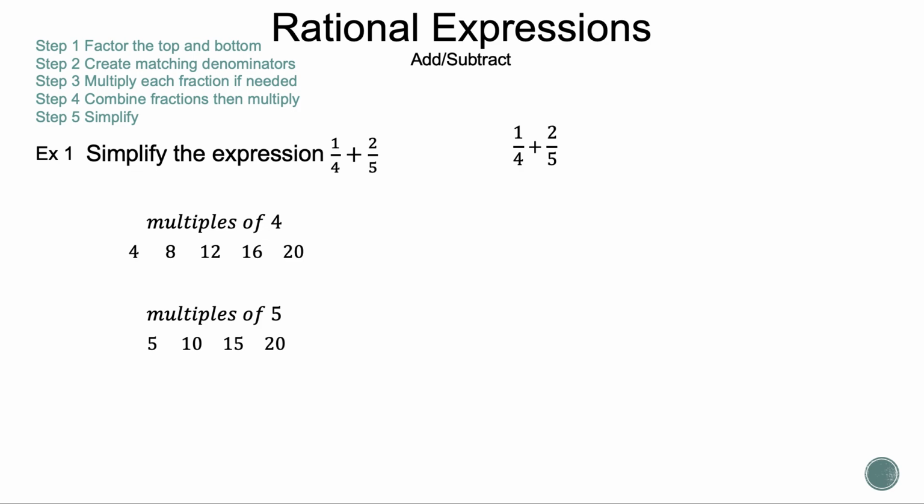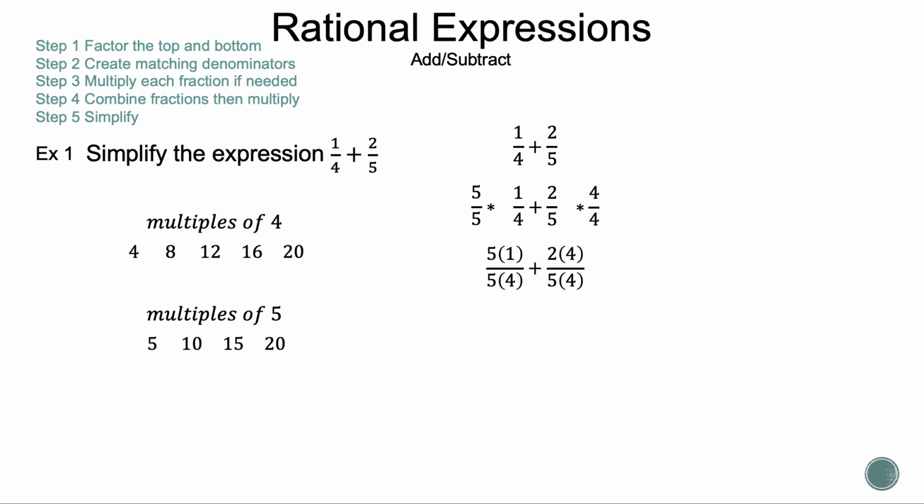What's another way we can get 20 with 4 and 5? That's correct. We can multiply 4 and 5 to get 20. So let's multiply each fraction so we can get a common denominator. What do we think we should multiply 1 over 4 by? That's correct, 5 over 5. Now, what do we think we should multiply 2 over 5 by? That's correct, 4 over 4.